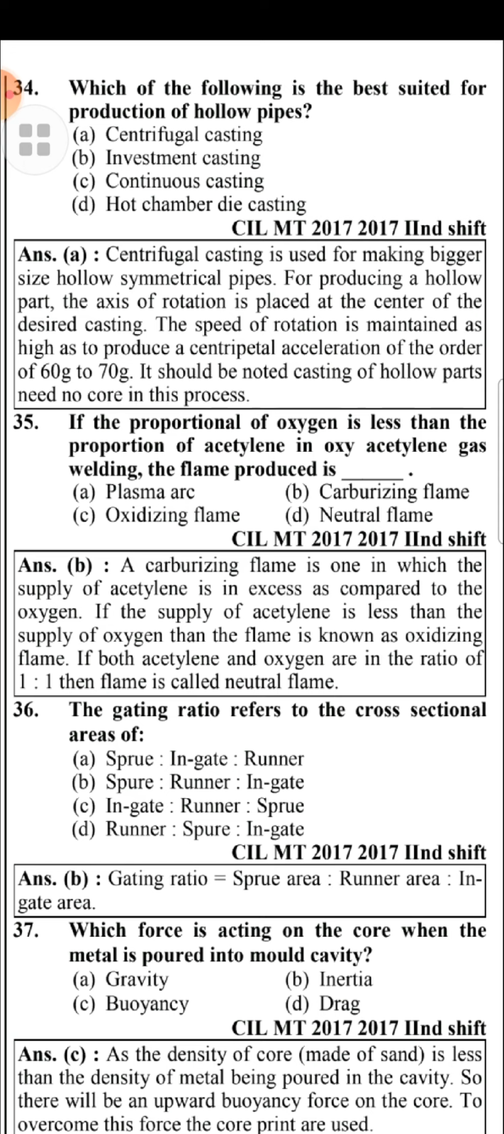The gating ratio refers to the cross-sectional area of the spur to the runner to the ingate. Gating ratio is spur area to runner area to ingate area.